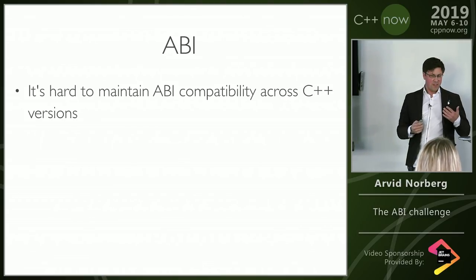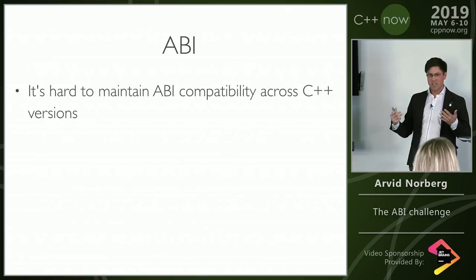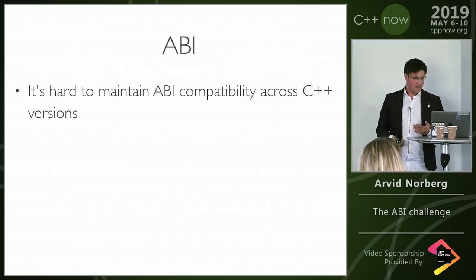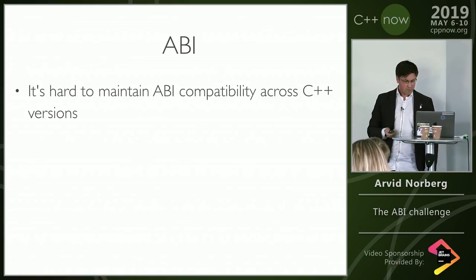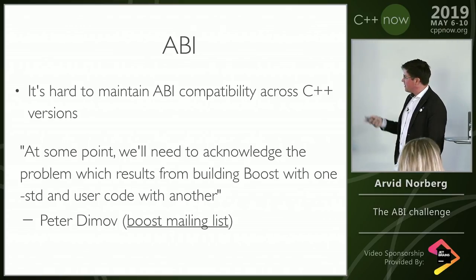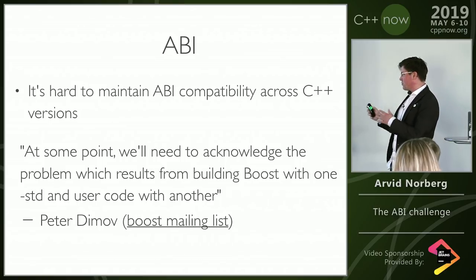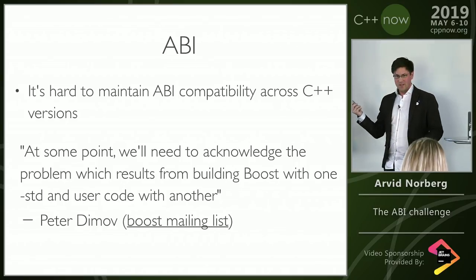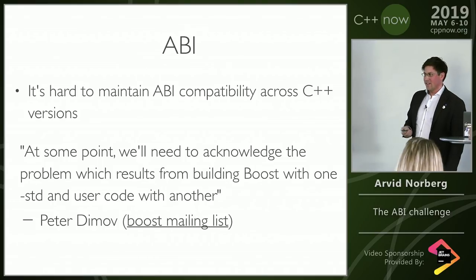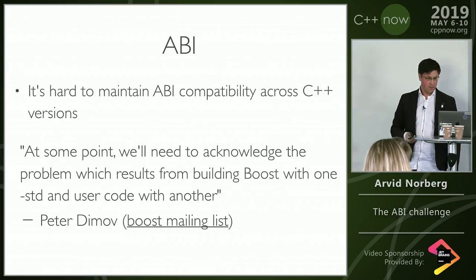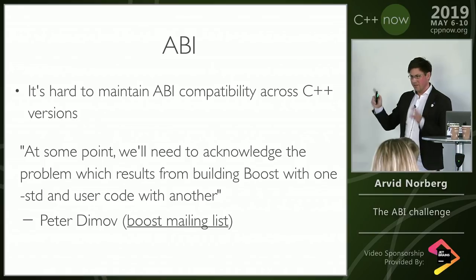So it is hard to maintain ABI compatibility across C++ versions and even across other build configurations as well. It's very easy to introduce breaking changes like this. So I want to bring up some quotes from the Boost mailing list from Peter Dimov. At some point, we'll need to acknowledge the problem which results from building Boost with one standard and user code with another. So basically, users of Boost system had a lot of problems with this because error code would have different ABIs depending on which C++ versions you used. That's been solved, in quotes, by being header-only now.